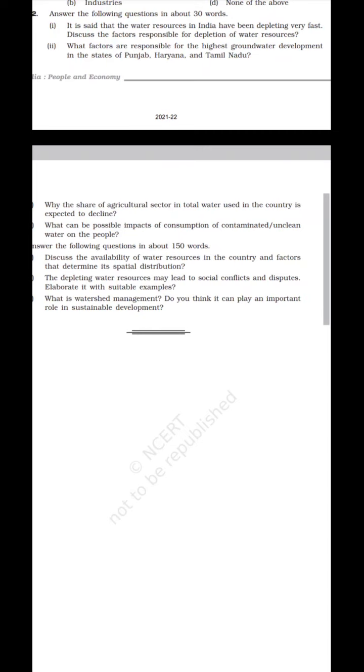Answer the following questions in about 150 words. Discuss the availability of water resources in the country and factors that determine its spatial distribution. The depleting resources may lead to social conflicts and disputes. Elaborate it with suitable examples. What is watershed management? Do you think it can play an important role in sustainable development?